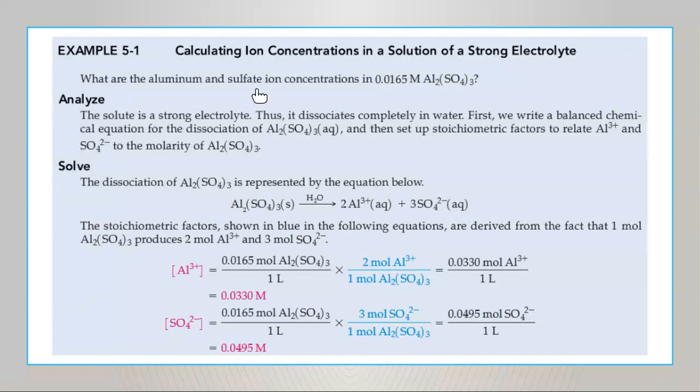What are the aluminum and sulfate ion concentrations in 0.0165 molar aluminum sulfate? First of all, you have to write the reaction for aluminum sulfate. If you put that solid chemical in the water, the ions separate in the water. For example, look at that. The solid aluminum sulfate in the water gives 2 aluminum cations and 3 sulfate anions.